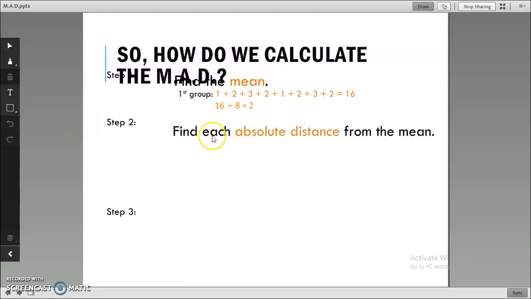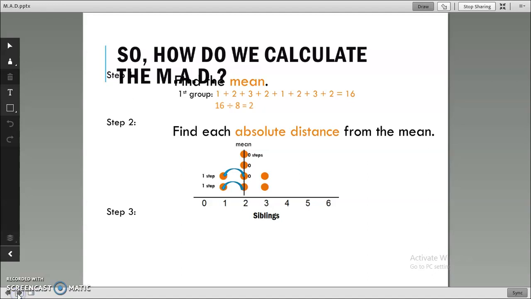And then the second step is to find the absolute distance from the mean. So we're finding the absolute value from the mean. Each value that we have in our data set, we're going to subtract it from the mean and take the absolute value of that number because we just want the distance. We don't want negative values or anything like that. For example, if we have 1 minus 2, we don't want negative 1. We want 1 because that's the actual distance from the mean. So that was the example that I just gave, and so on and so forth. So these are 0 steps from the mean, 1 step, 1 step.